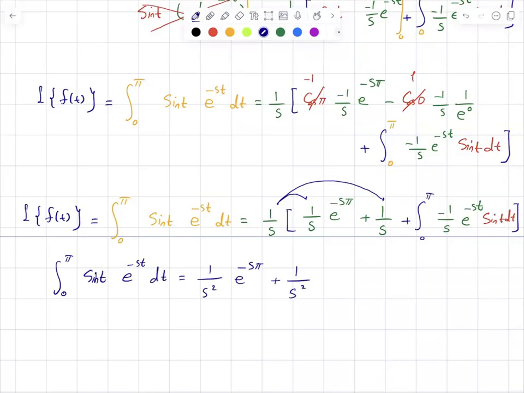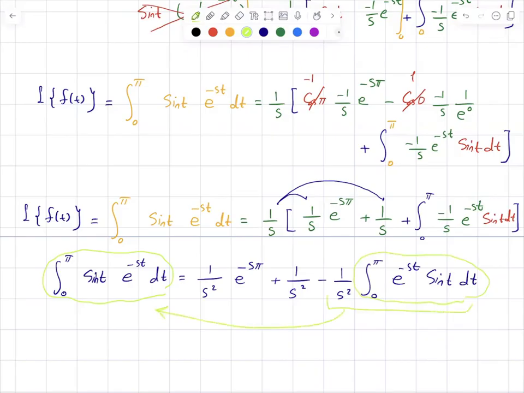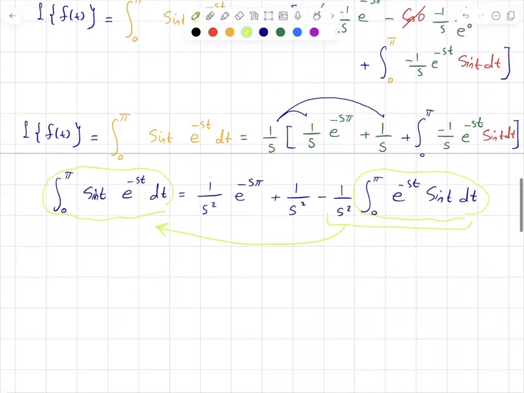And here I have negative 1 over s squared, the integral 0 to pi, e to the power negative st, sine t dt. But please pay attention here. What do we have? We have the definite integral on the left, which is repeated on the right as well. So if we move this quantity to the other side and do a little bit of algebra, we're almost done.